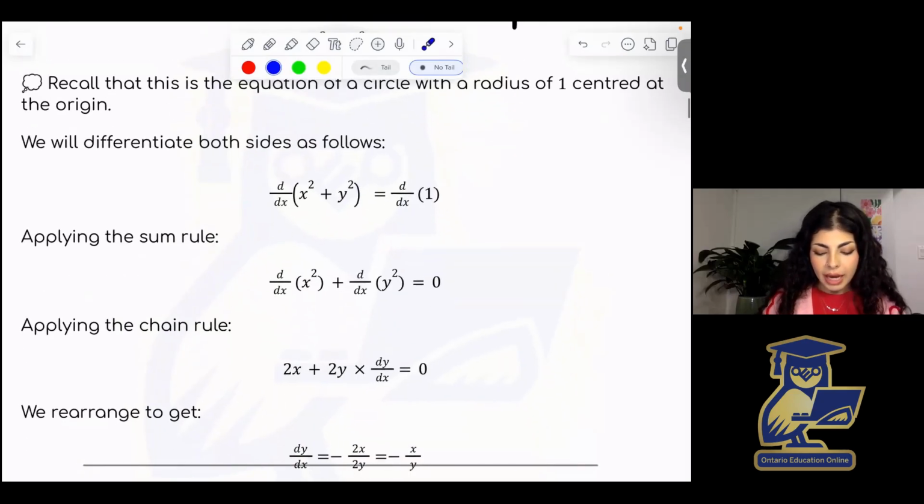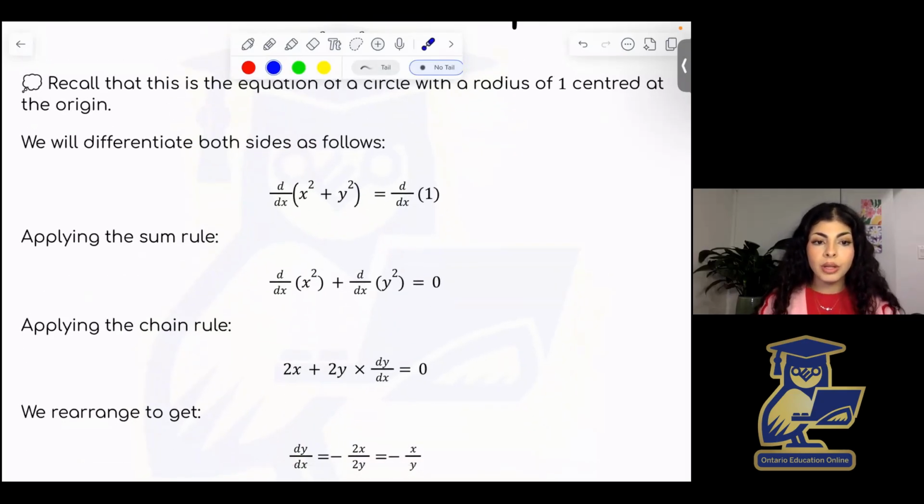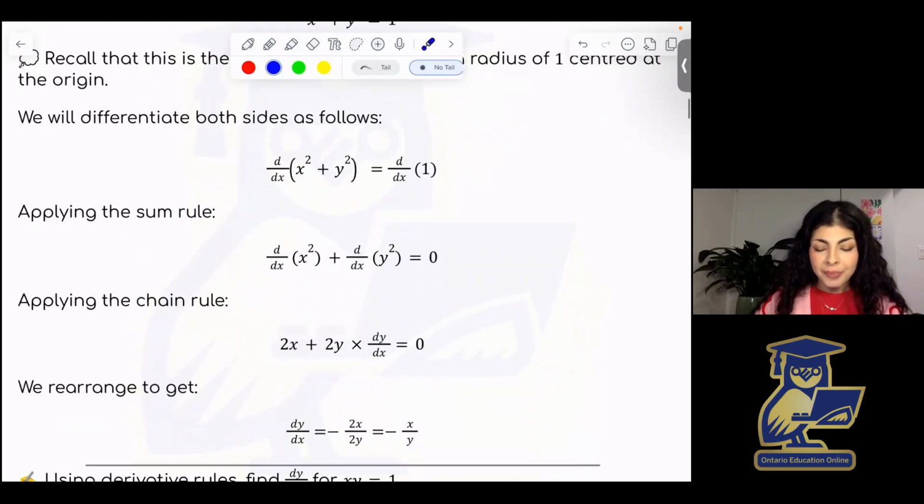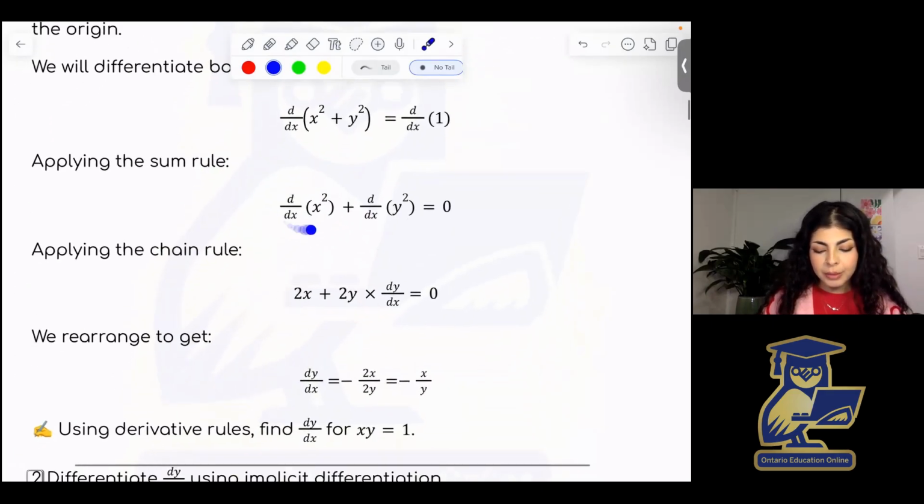Now for the left-hand side, we are going to first apply the sum rule because we have two terms that are being added together. So in the first term, we have d of x squared by dx, and in the second term, we have d of y squared by dx. Okay, now the first term, this is just our power rule, so we get 2x.